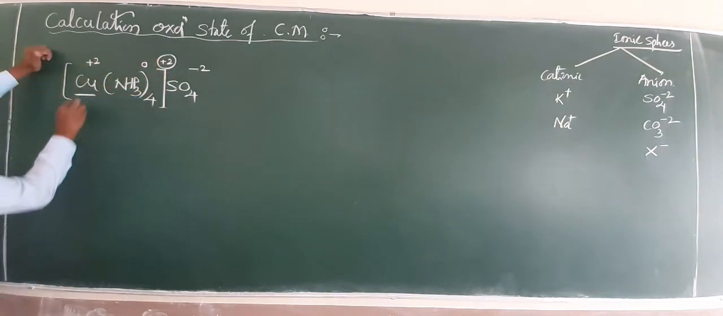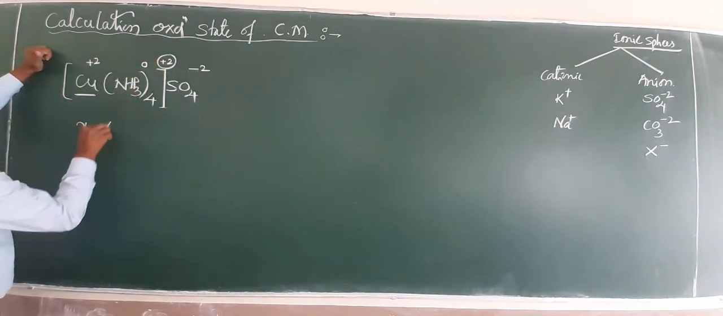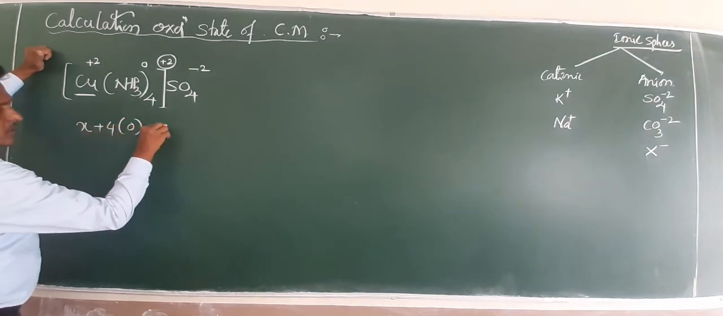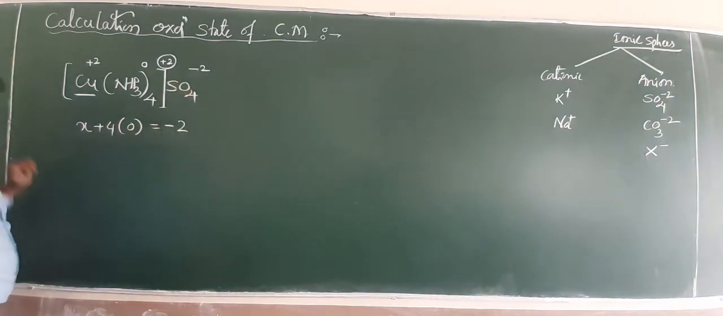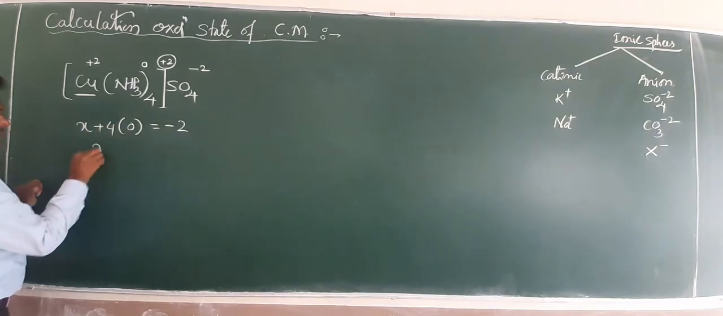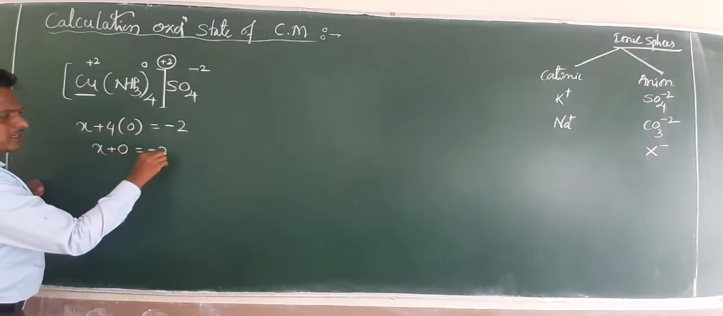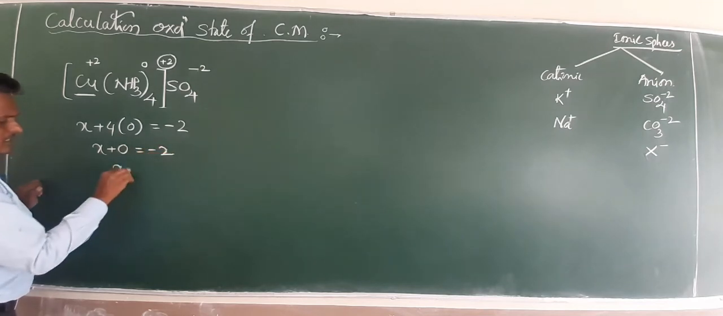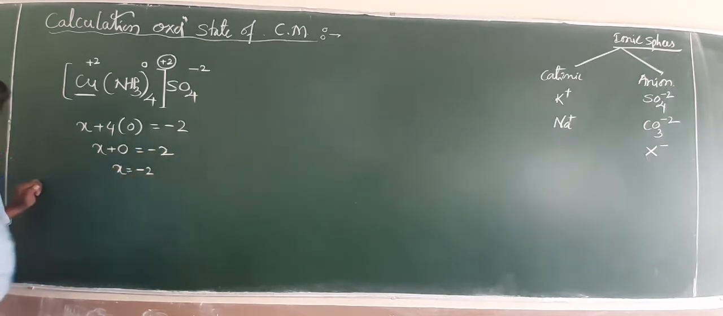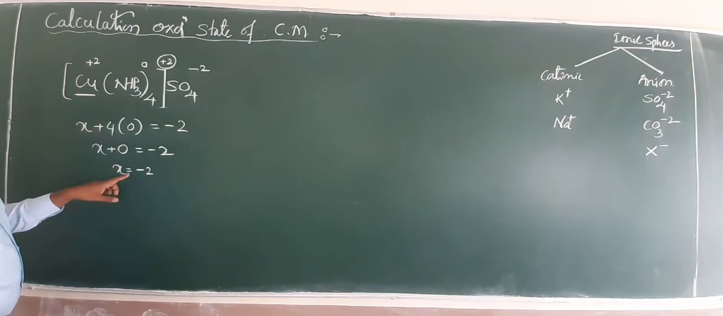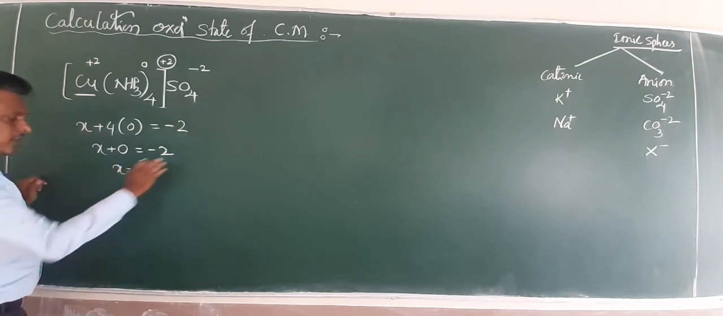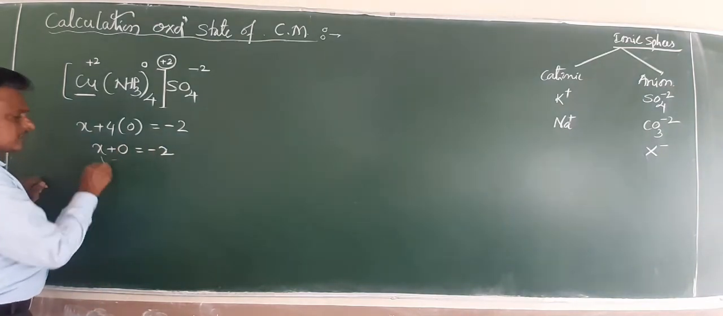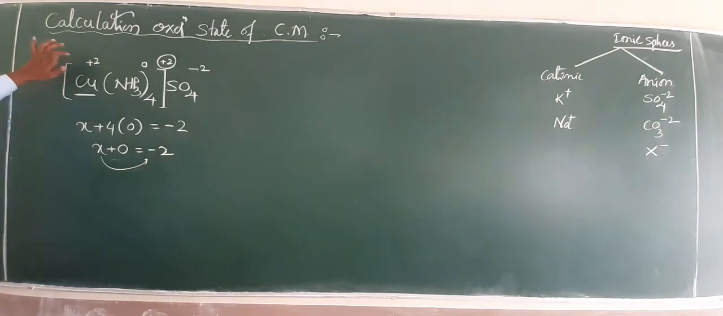How to know? Copper is X, ammonia is 4 into 0, sulfate is minus 2. So X plus 0 equals minus 2 would give X equal to plus 2. Yes, the net charge of the complex comes under copper plus 2. Very simply you can calculate.